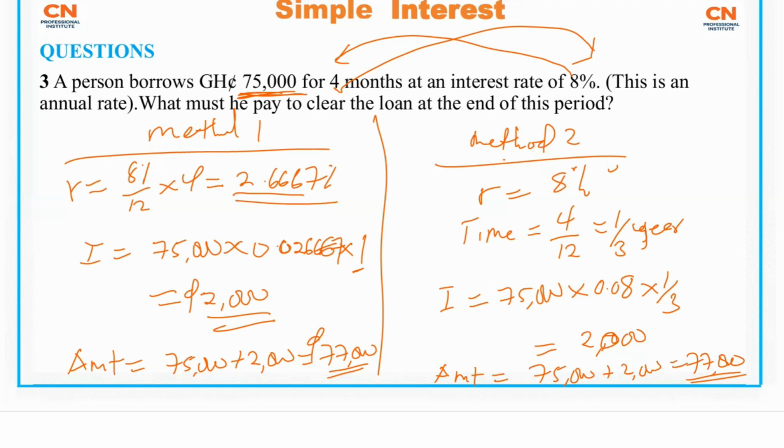Then method two is that we rather maintain the annual rate, the 8% here, and rather change the 4 months to what? Years, so that they will tally. They will all be in years. So we change the 4 months to years, which means we divide by 12. We divide it by what? 12. We'll get 1 over 3. So now the 75,000 times 0.08 times 1 over 3. And that gives us the same answer.